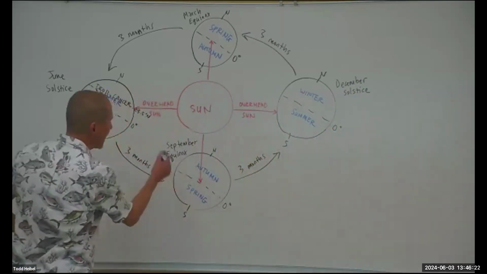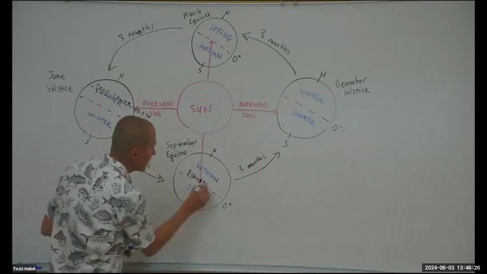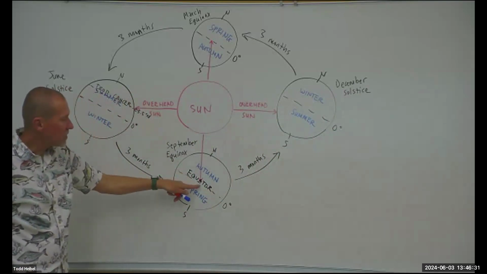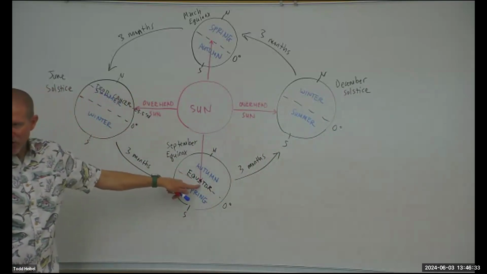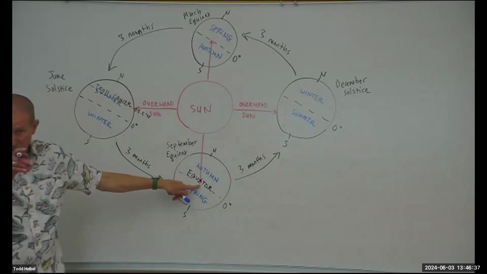Awesome. I love it. So at the September equinox, it's the equator at 0 degrees that receives the maximum amount of energy from the sun. The sun is directly overhead at the equator at the September equinox. Okay, we're going to come back to that.